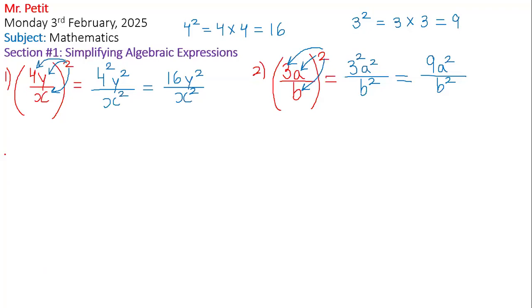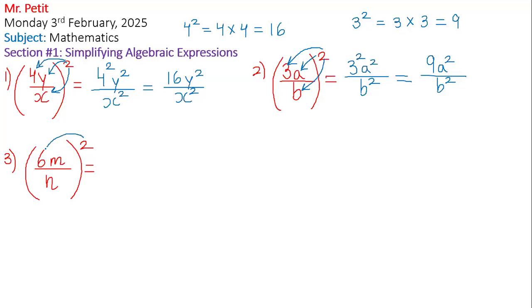Next, number 3. Let's do another one. So let's say we have open bracket 6M all over N. We square this. That's going to be equal to what? 36. We apply the square to each term, right?